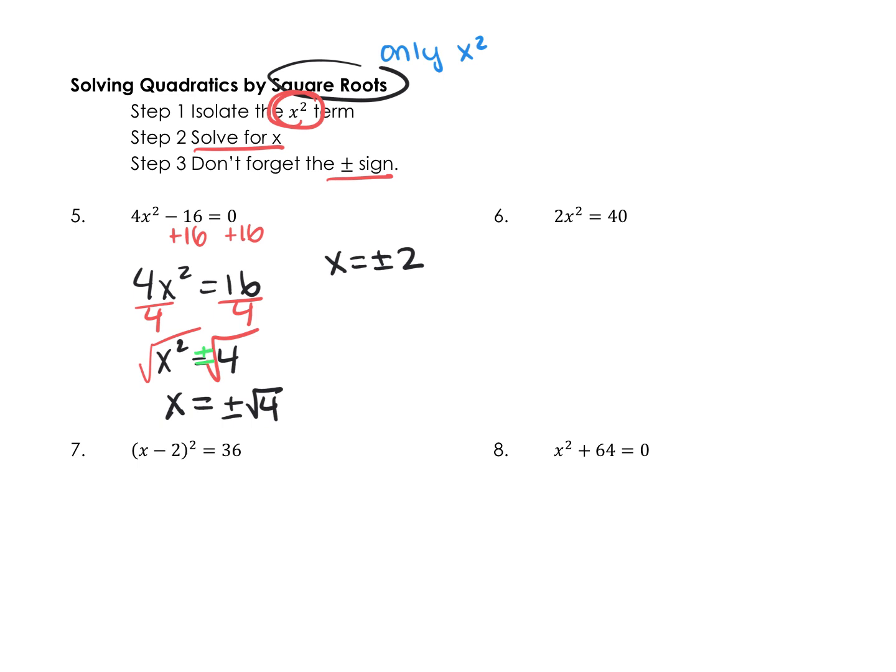So how many answers do I still have for this problem? 2 answers, positive 2 and negative 2, just like the other one. I have 2 answers, 2, 0, and negative 2, 0. That's what that plus or minus means. I'm just going to get my 2 answers from the plus or minus instead of from my factoring, right? So you're still going to get 2 answers most of the time. There will be a couple times where you won't get 2. Any questions on number 5?